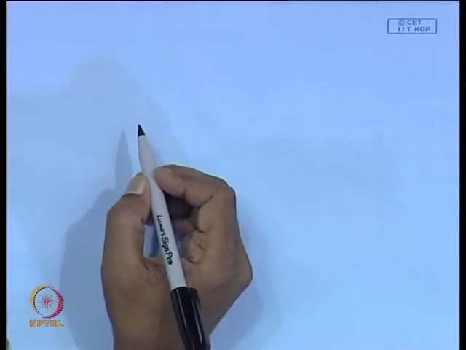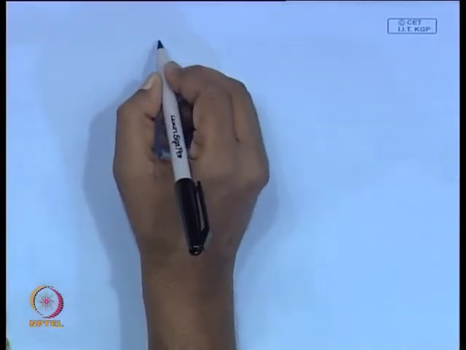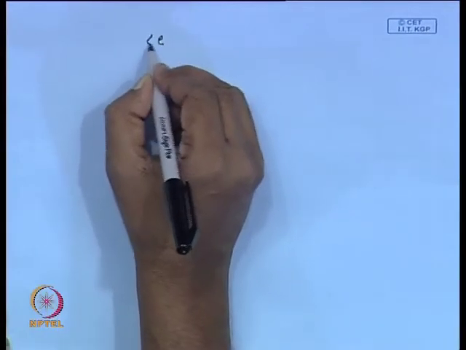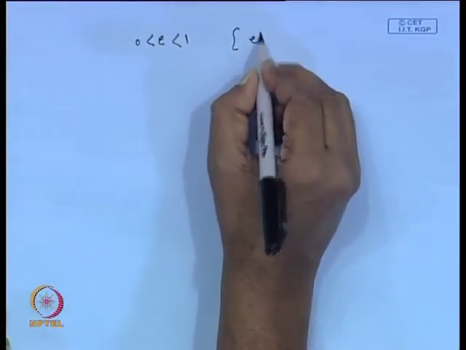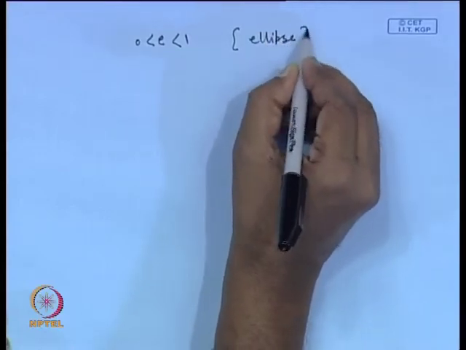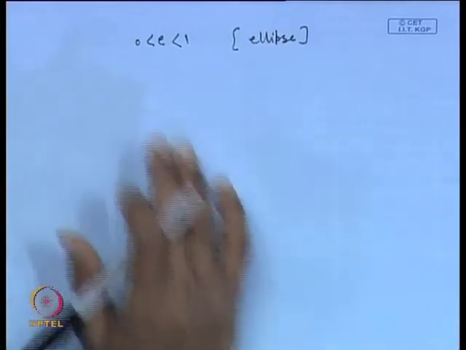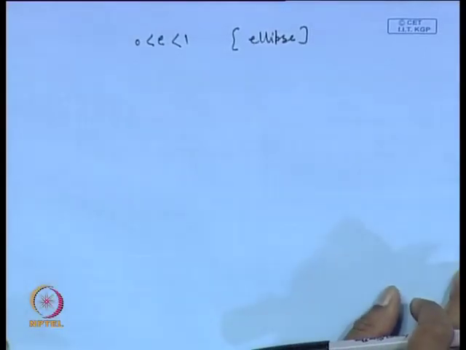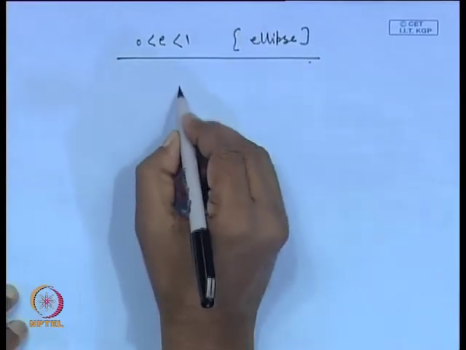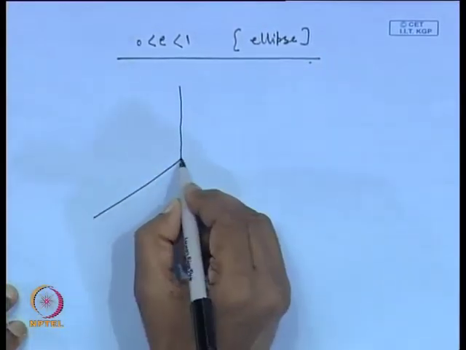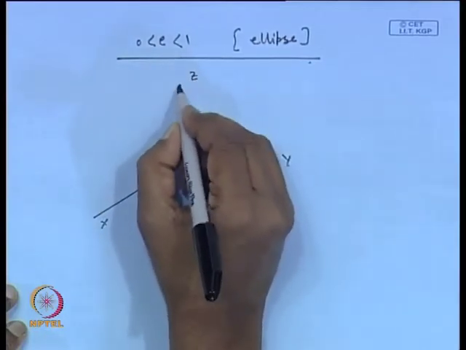So, let us look into the case of an ellipse. Once e is greater than 0 but less than 1, this is the case of an ellipse. How does this conic section look, and how can it manifest in the form of an orbit? Let us consider that we have the inertial axes x, y and z.